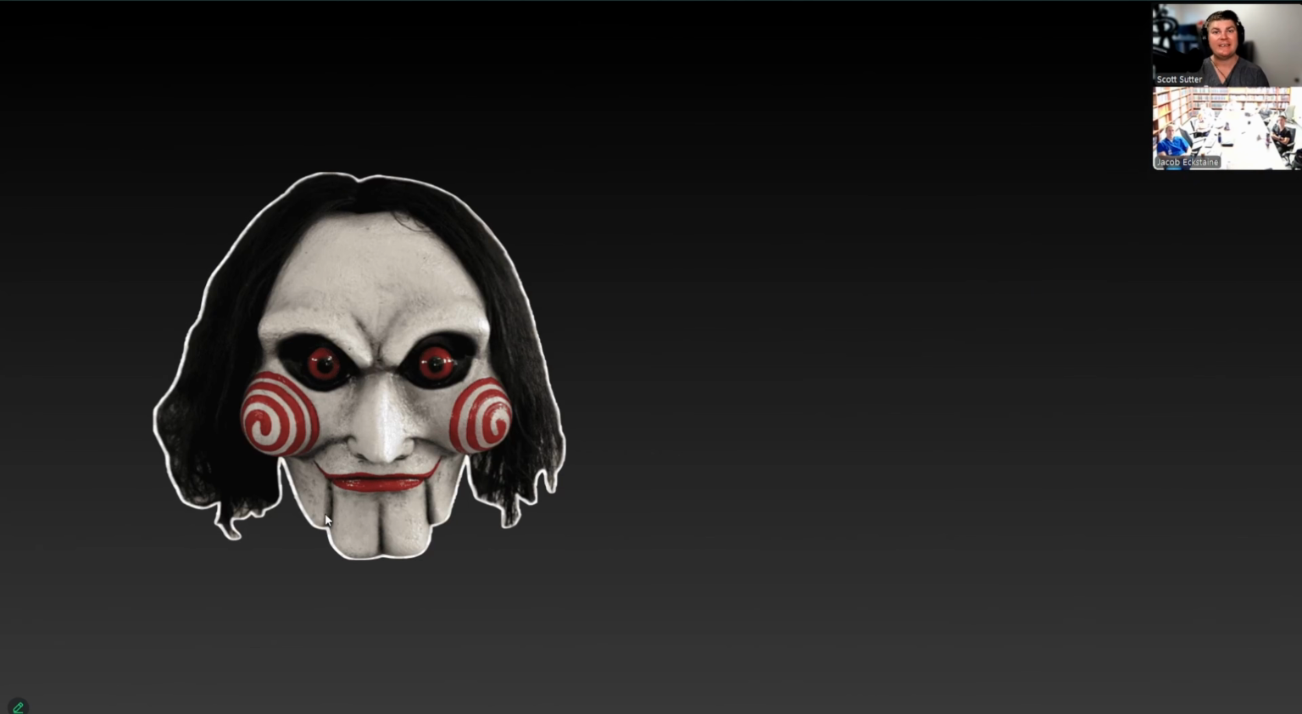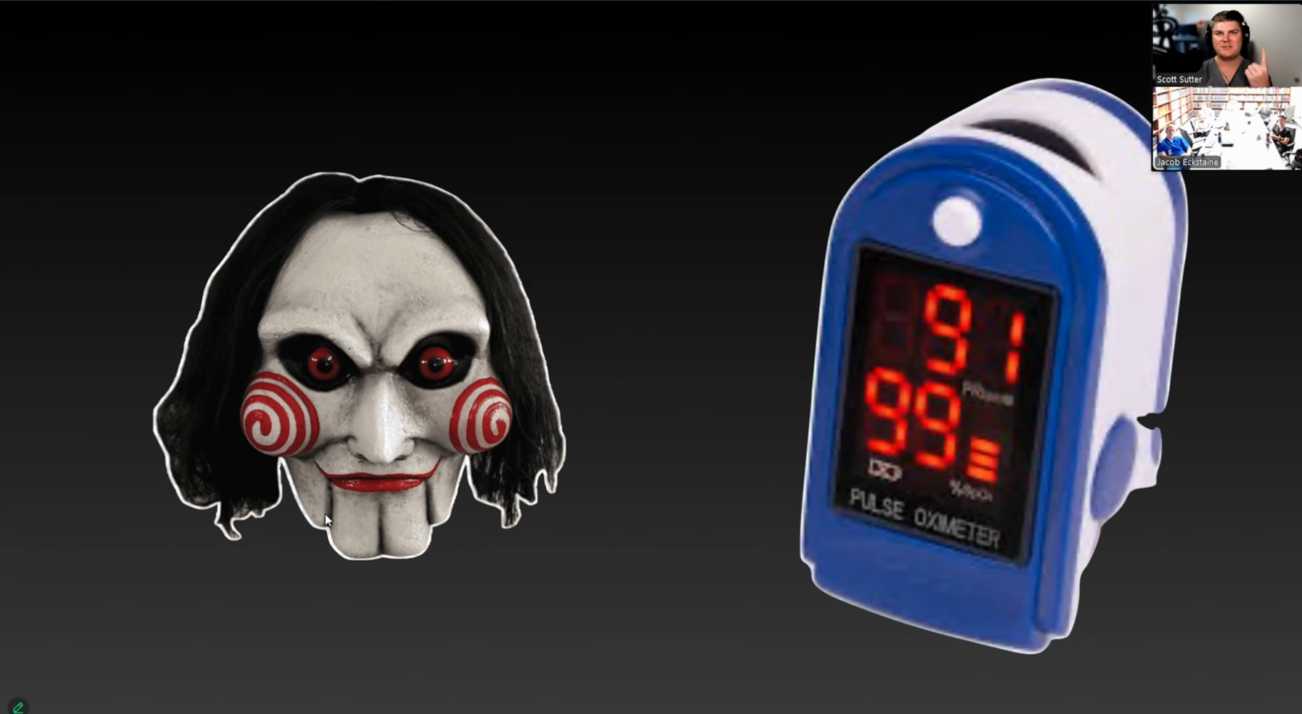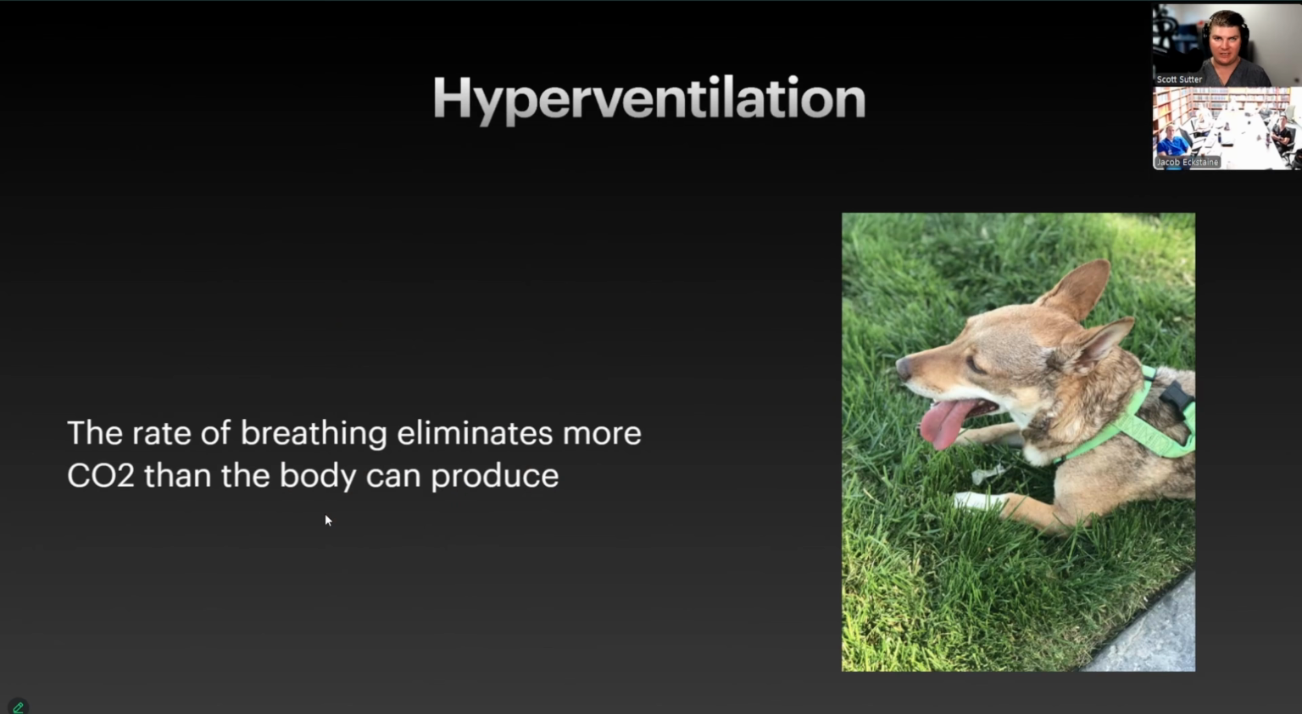So let's play a game. After this, I want all of you to go find the pulse oximeter in the clinic. Put it on and hold your breath until you start to see it desaturate. I can almost guarantee none of you are going to make it to the point where it starts to desaturate. And that is because the issue isn't enough oxygen, it's too much carbon dioxide.